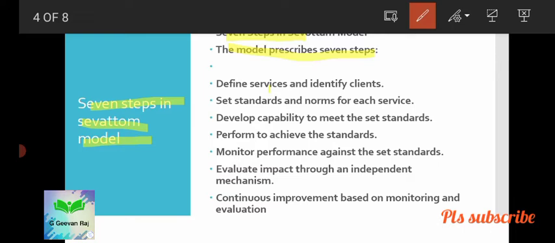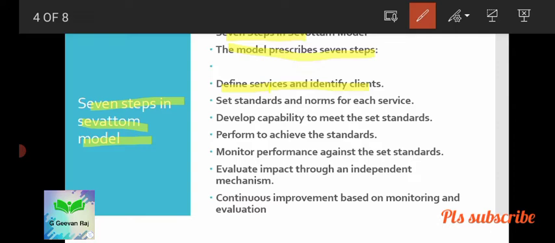So, the first step is define services and identify the clients. The first step is to define the services that they are providing and to identify the clients that are in need of the services. That is the first step in Sevottam model of governance.